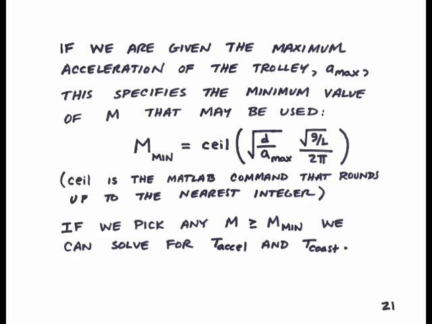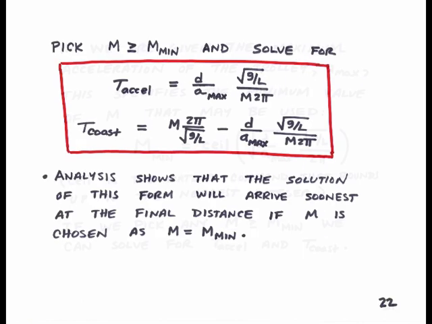If we pick m greater than this m_min, we can then solve for t_acceleration and t_coast using the expressions that we had before. So this gives us an algorithm for picking the timing such that we have no sway after the trolley has come to a stop. We pick m as an integer greater than m_min, and then solve for t_acceleration and t_coast from these expressions.